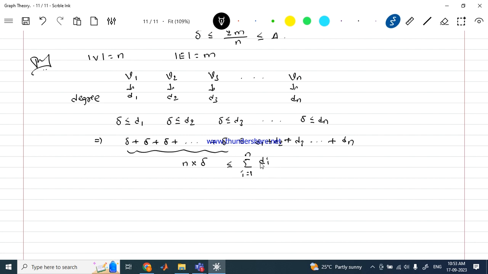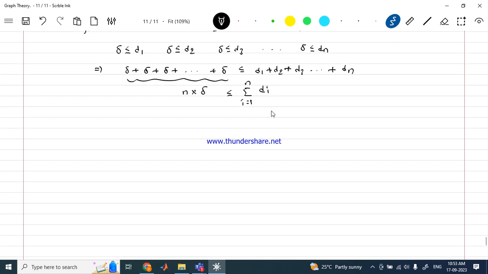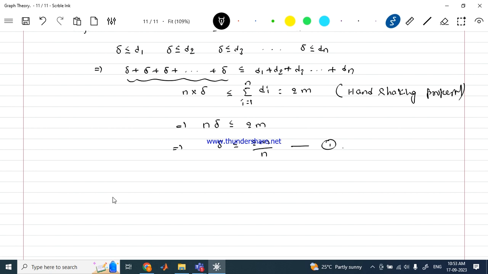This is nothing but the left hand side of the handshaking property, that is the sum of the degrees of all the vertices. That should always be equal to what? This is always equal to 2m by using the handshaking property. So we are saying that n delta is less than or equal to 2m. So which means delta is less than or equal to 2m by n. Let me call it result number 1.